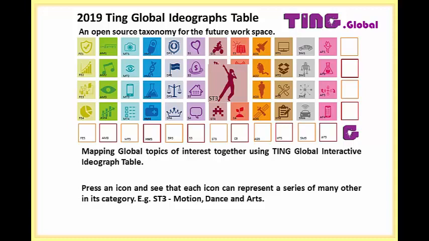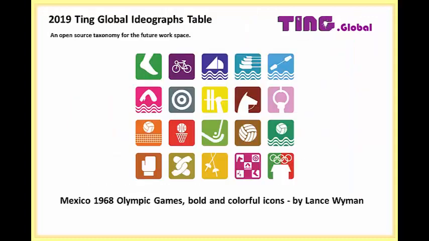There are about thousands of Egyptian hieroglyphs and about 1,000 Chinese characters. In most languages there are between 3,000 to 6,000 words which are most used. Here in the shown table, you could see about 48 icons. But when pressing on each and every one of them, another table appears. For example, motion art and dance will open a whole new map of more specific ideographs.